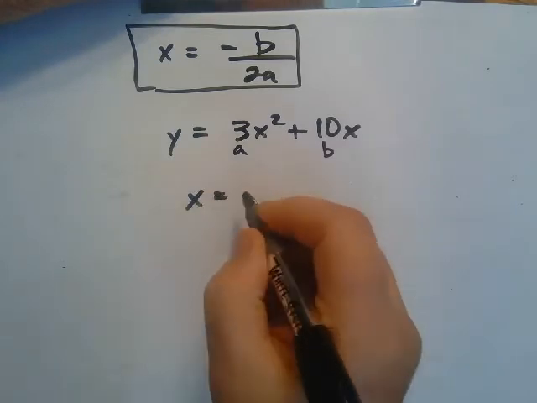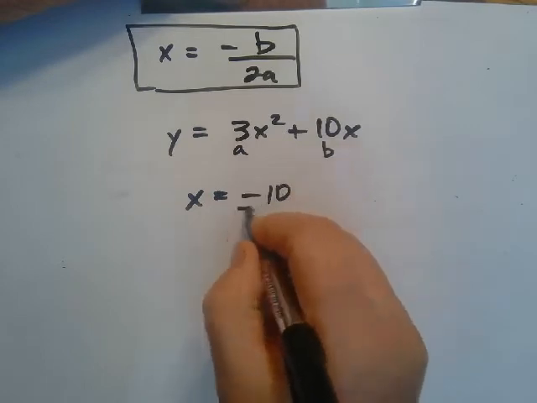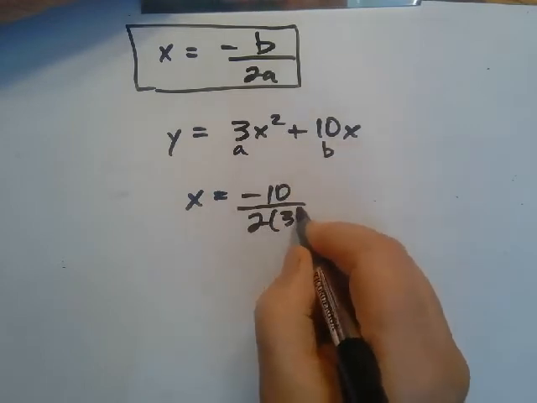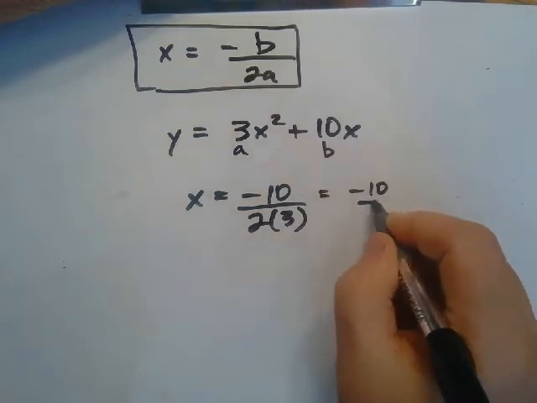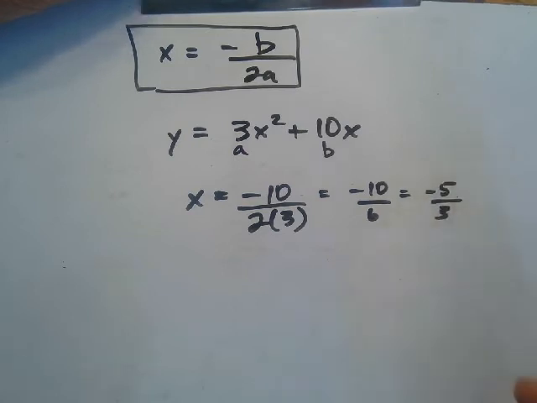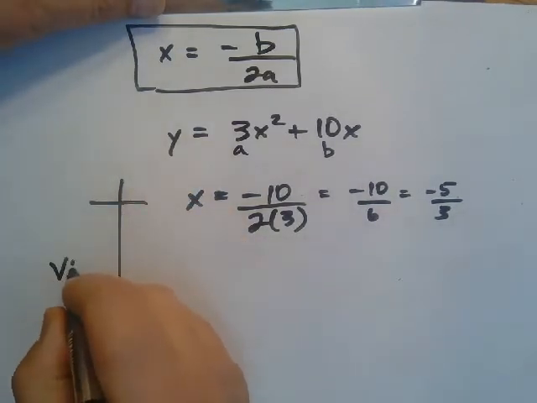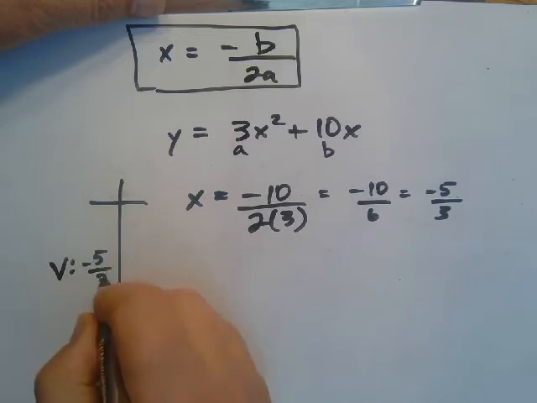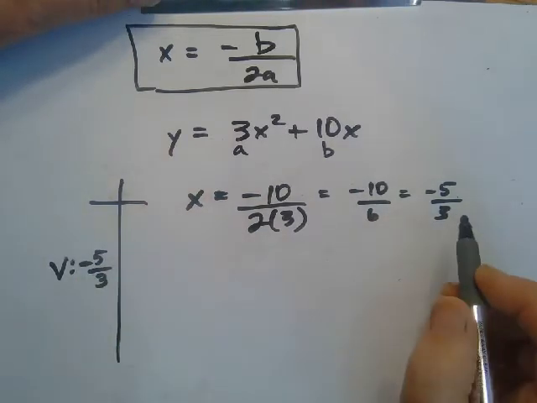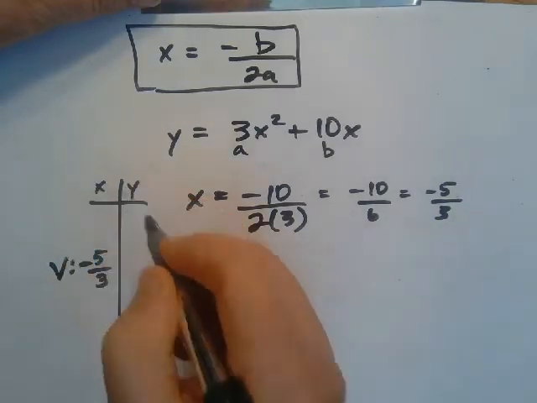So here we go. The x-coordinate, and by axis of symmetry, the x-coordinate is negative 10 over 2 times A, which is 3. And I end up with negative 10 over 6, which reduces to negative 5/3. Now when we make a table, I'm going to make it over here this time, my vertex is going to be in the center, negative 5/3. Okay? And it gets a little bit challenging to stick these numbers in and make them work. So we're going to talk about how to use the calculator to your advantage here.